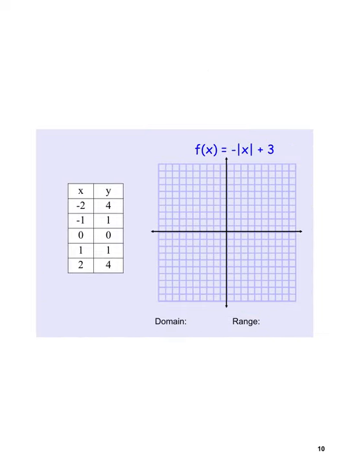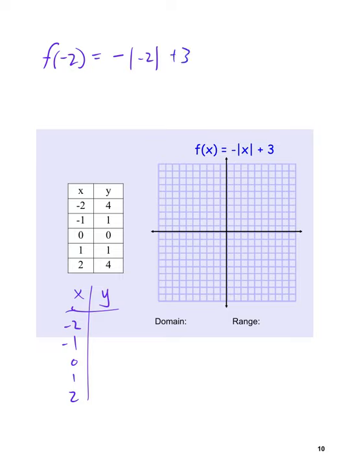Another one here. Again, I've got the negative out front, so if I were to take this table, that negative out front is that vertical reflection, and I were to do the same thing to my table here with -2, -1, 0, 1, and 2, and I put some values in. So if I put in f of -2, that means I'd get negative, and this would be a -2 on the inside. Well, the absolute value of -2 is 2. So this would be negative, and this would be 2 plus 3. Well, -2 plus 3 is 1. So this value would be 1.